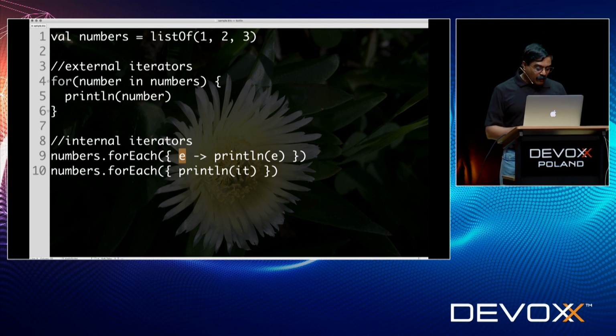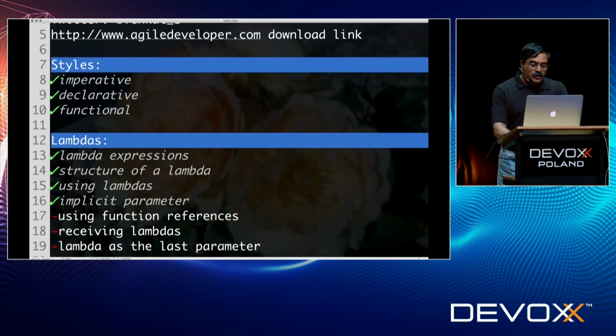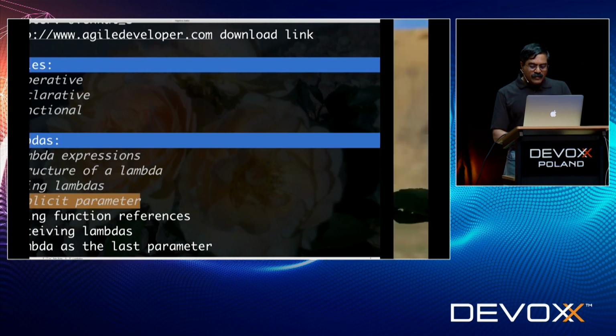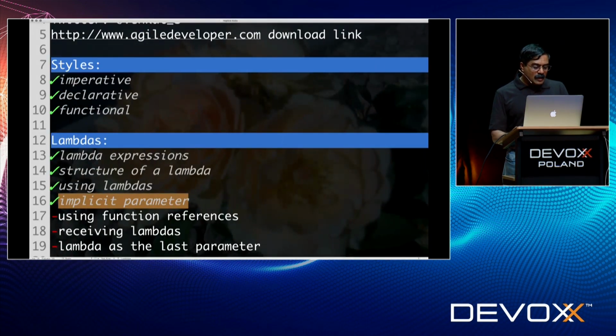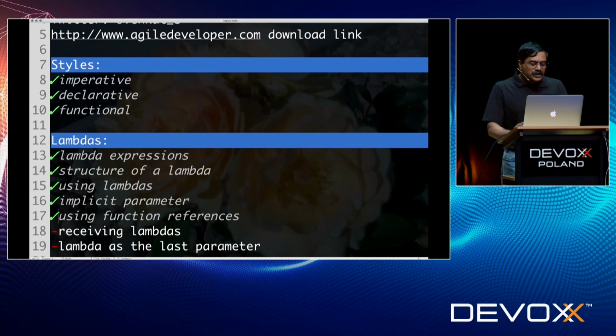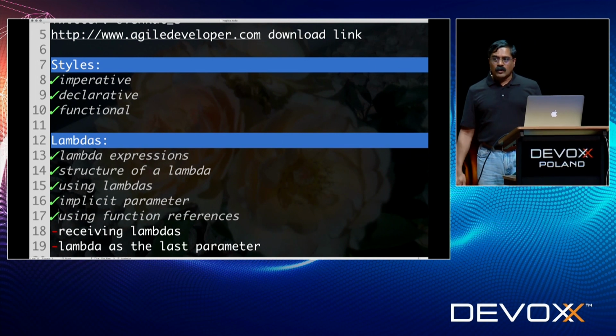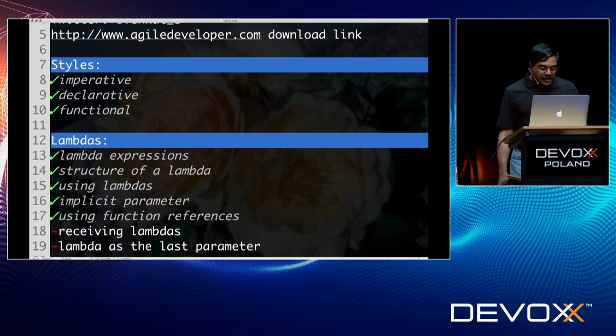So decide on a fairly good name so it becomes easy for the programmer to read it. So that's an example of using an implicit parameter in that particular case. But if a function is fairly simple, you can use what is called a function reference.